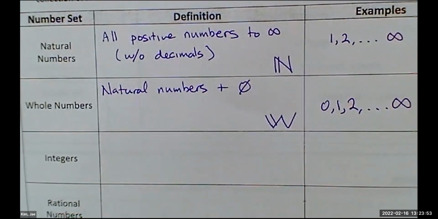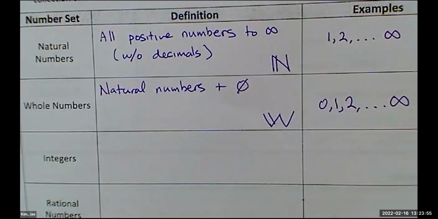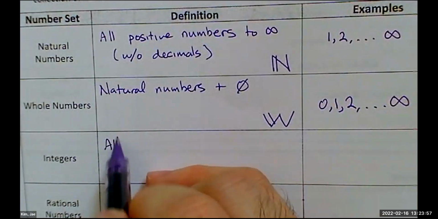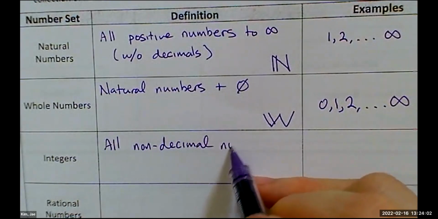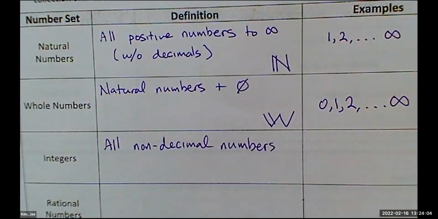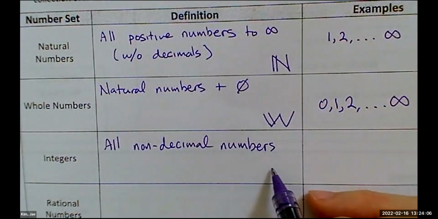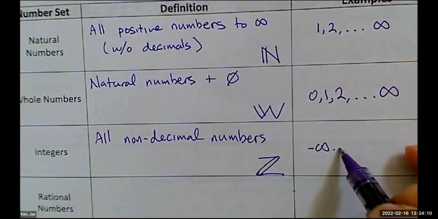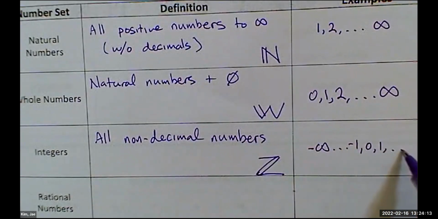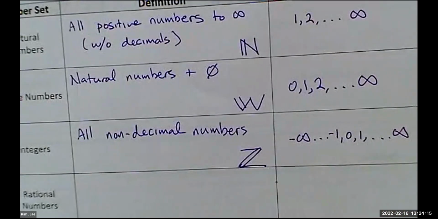Integers: all non-decimal numbers. And that would be integers, being Z. That is negative infinity, negative 1, 0, 1 to positive infinity.